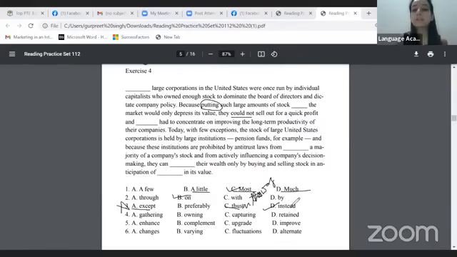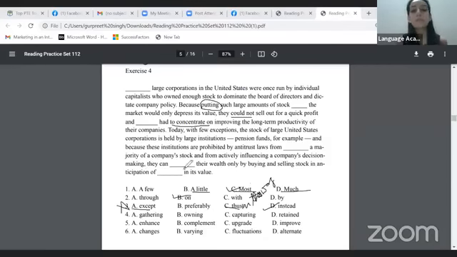This is the same sentence. They could not sell. This is not what they can do. And instead, this is what they have to do. So instead always goes with no to the previous thing and yes to the next thing. Today, with few exceptions, the stock of large United States corporations is held by large institutions, pension funds, for example. And because these institutions are prohibited by antitrust laws from dash a majority of the company's stock and from actively influencing a company's decision making.